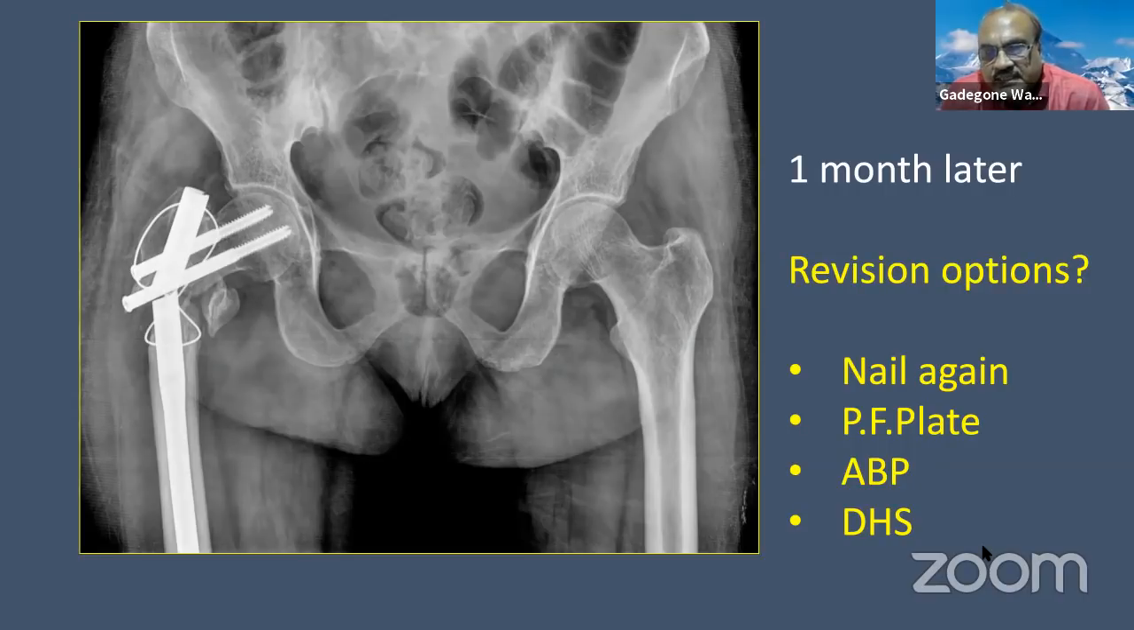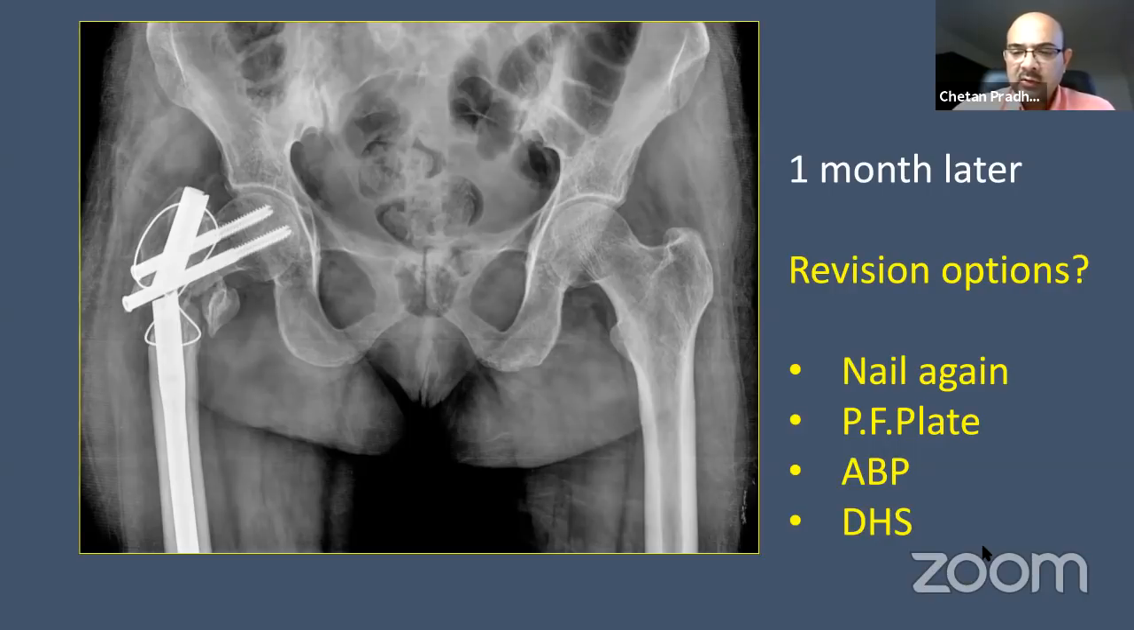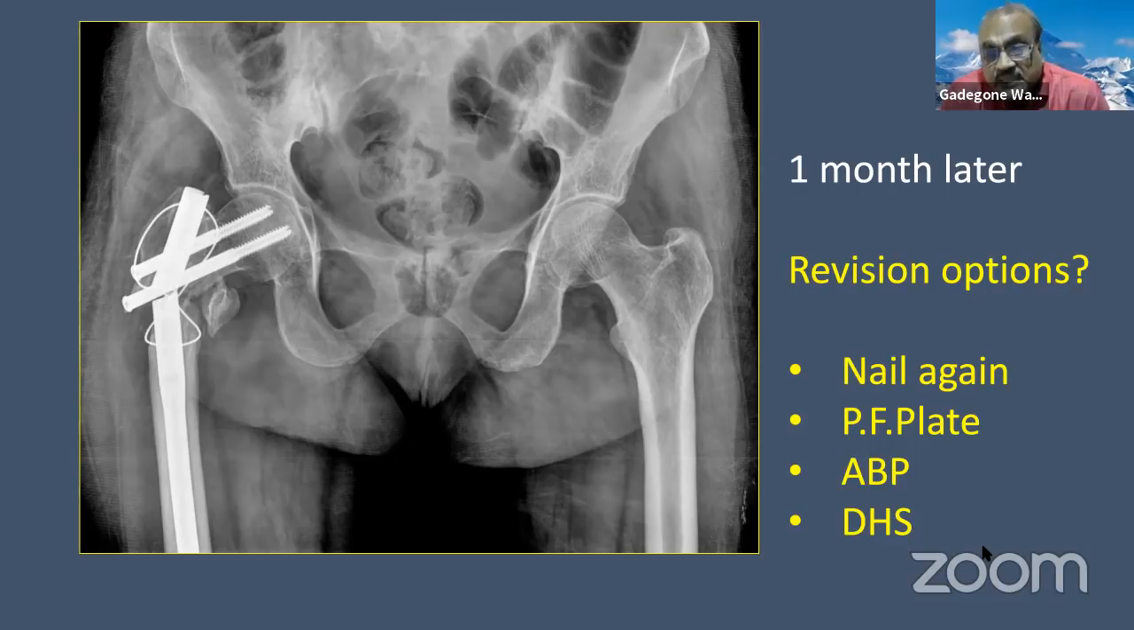So you can change the entry point for PFN through the piriformis fossa and do bone grafting. So exchange nailing with bone grafting will also be done in this case, and probably it will help. Will you get a good hold in the proximal fragment? You already have two tracks there, and these are the smaller screws.